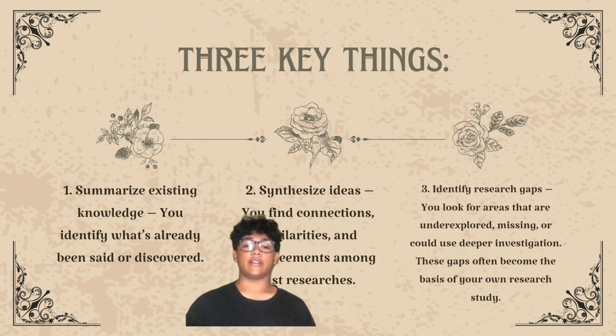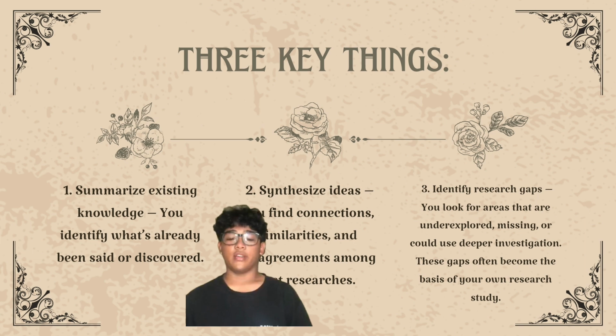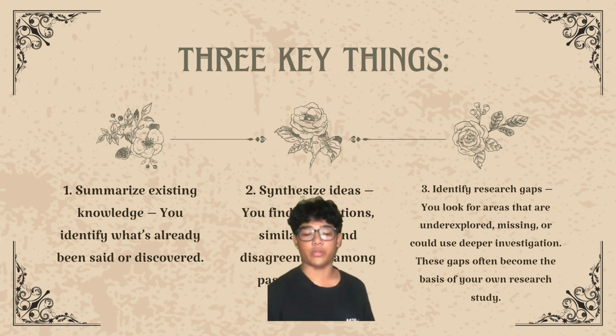So, in a literature review, there are three key parts, and this part of research is meant to do three key things. First, summarize existing knowledge. You identify what's already been said or discovered. It means that you're learning what others have already found out, so you don't repeat their work.